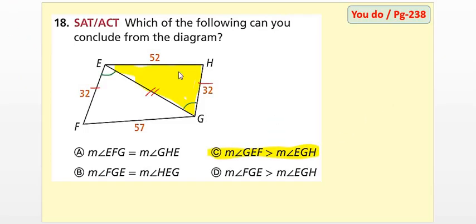So C is the correct option, because if you look at the highlighted triangle, this is the included angle, and if you look at the non-highlighted triangle, this is the included angle. So if you look at the opposite side, this one is 52, and here the opposite side is 57. So that means the angle that is opposite to 57 is angle E, and it will be greater in measure than the angle that is opposite to 52, that is angle G. So this one has this information.